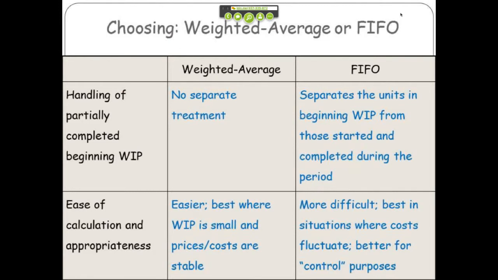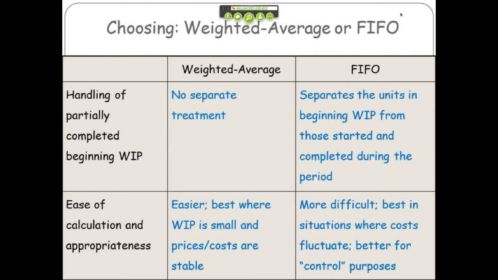So how do you choose between the two? Weighted average is easier. FIFO is a little bit more complicated, not terribly. Once you get used to it, it's just subtracting out some numbers at the end of the day, but you have to get used to it.